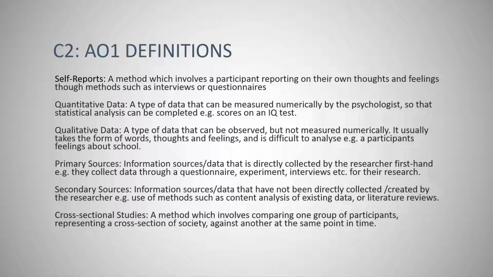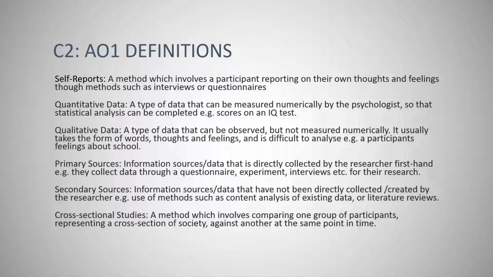Primary sources. Information sources or data that is directly collected by the researcher firsthand. So, for example, they collect data through a questionnaire, experiment, interviews, etc. for their research. Secondary sources are information sources or data that have not been directly collected or created by the researcher. So, for example, the use of methods such as content analyses of existing data or literature reviews.